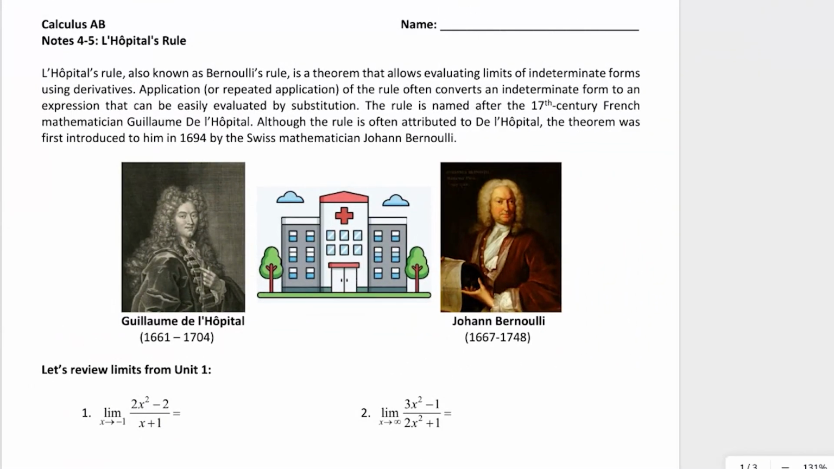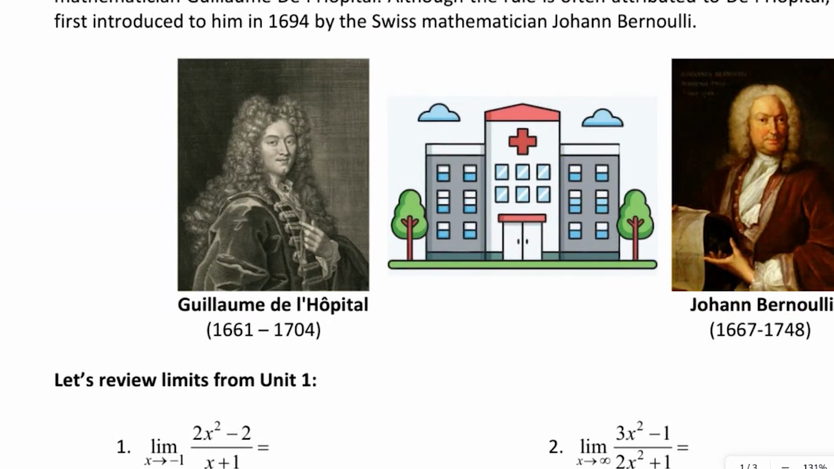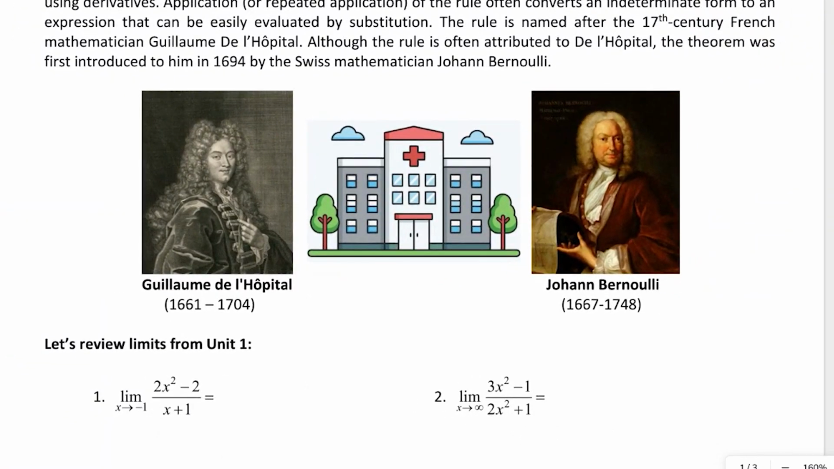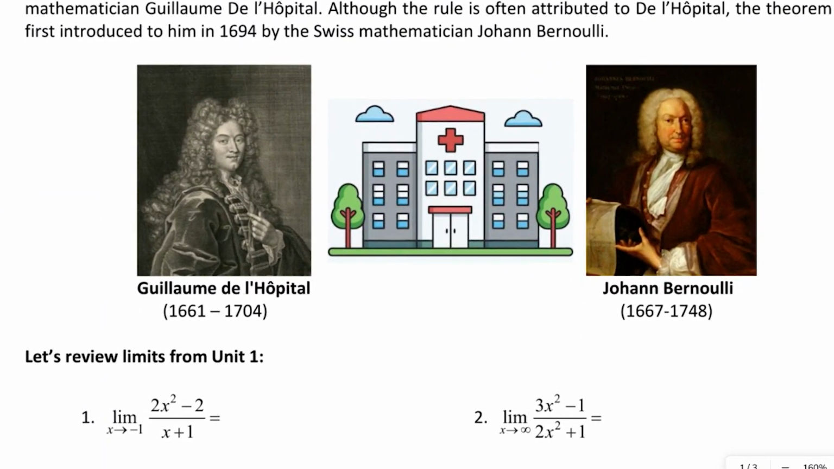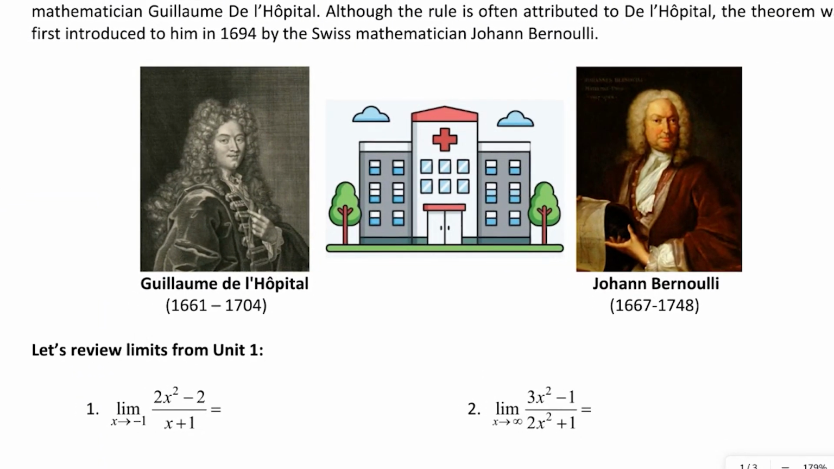But Guillaume, which is French for William, de l'Hôpital gets all the credit. I think maybe he published it, but it really came from Bernoulli. It's really his rule, but he doesn't get any of the credit. That's okay. He gets a shout out on the notes today. That's about as far as we're going to talk about him.